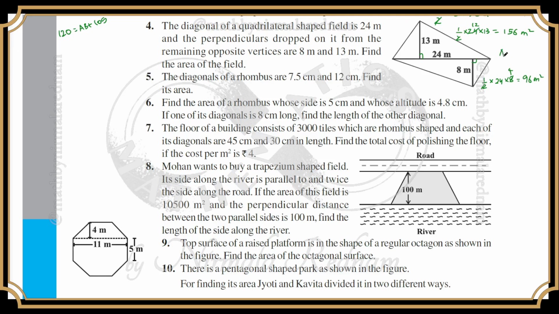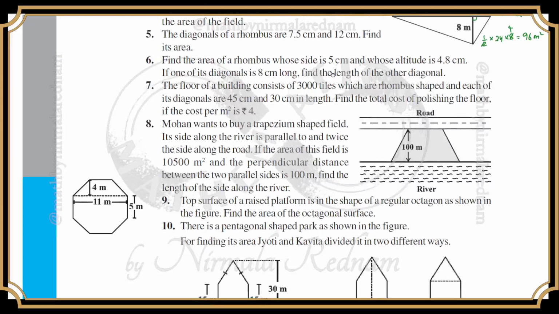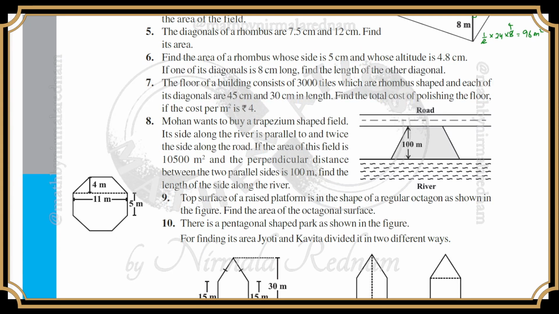If I add these two, I'm going to get area as 252 meters square. That is your answer, right? Fifth question, the diagonals are given. Can you find the area? You know that the area is given by half d1, d2. So the diagonals are given to us. So if I substitute those values, I'm going to get 45 square centimeters. That is your fifth question.